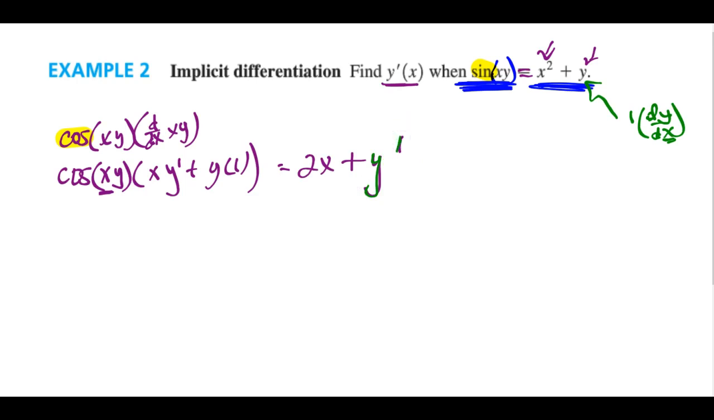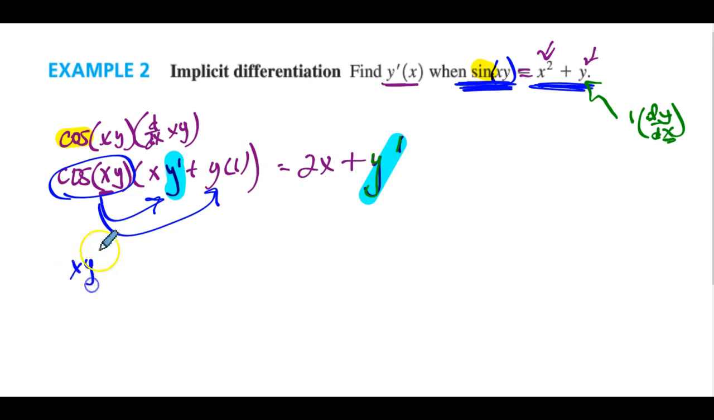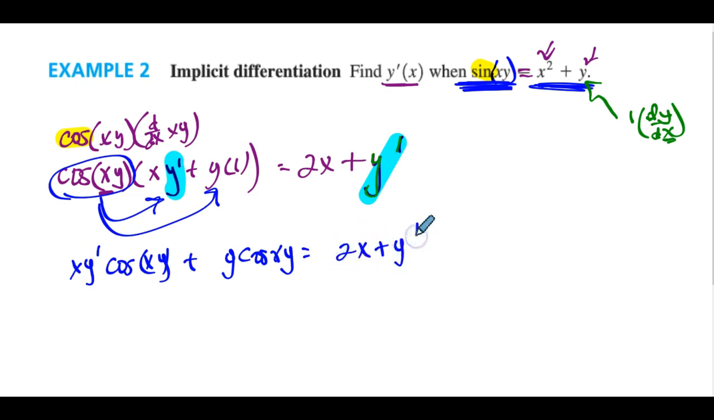So now you can see I've got a y prime on the left and a y prime on the right, and you have to work your algebra magic to try to get all the y primes on the same side and factor it out. I think the easiest way to do that is to distribute. So x y prime cosine of xy, plus y times the cosine of xy is equal to 2x plus y prime.